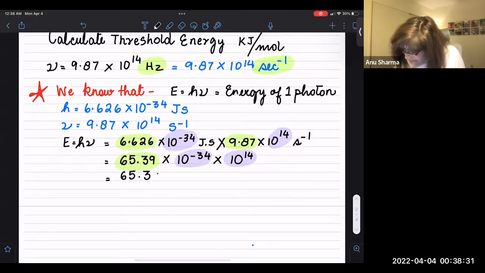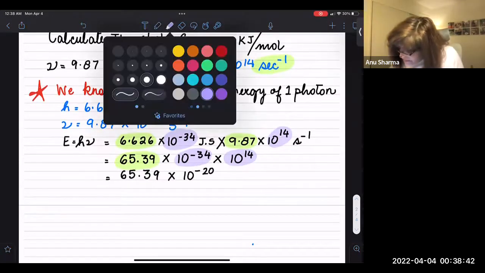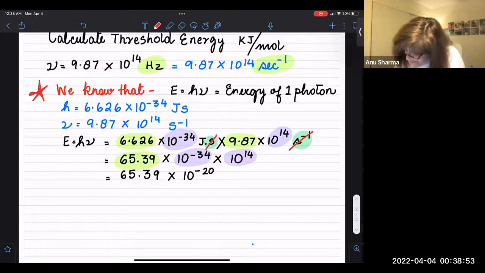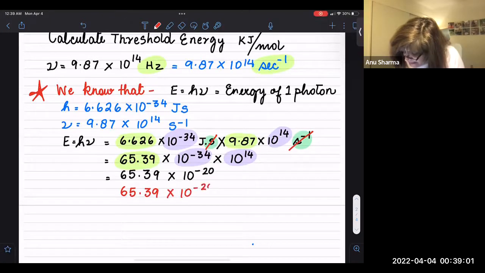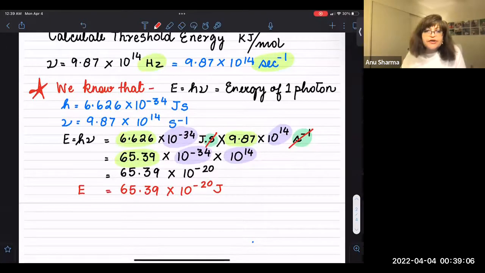So 65.39 into 10 to the power -20. Remember that this is the second, and this is seconds inverse. So these cancel out, seconds inverse and seconds cancel out. So you are just left now with 65.39 into 10 to the power -20 joules. And this is the energy. Energy is equal to 65.39 into 10 to the power -20 joules.